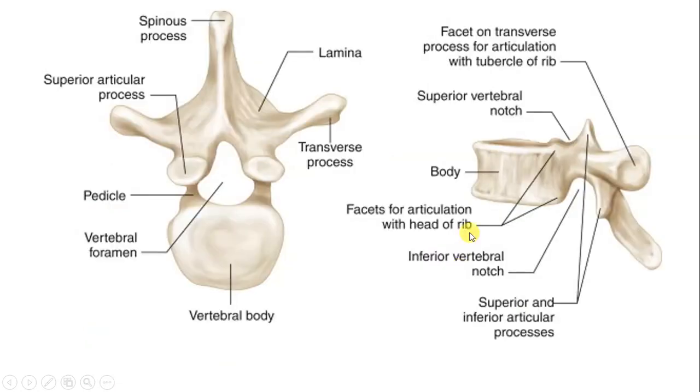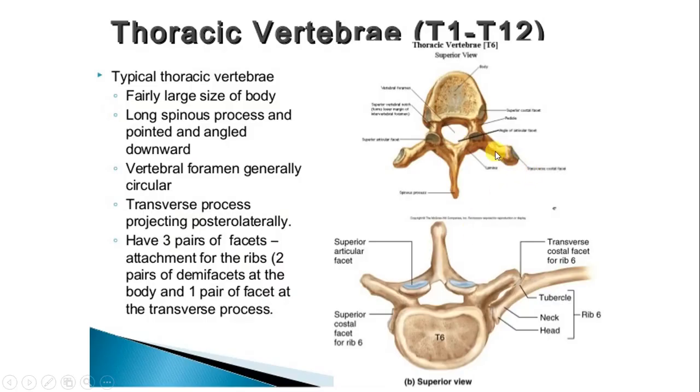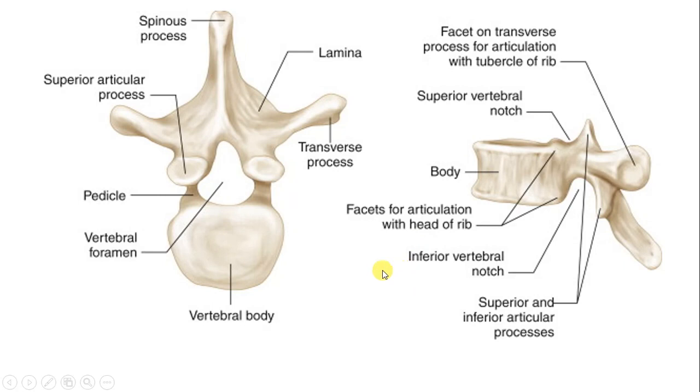The transverse processes, as we see, are projecting. This is the anterior and this is the posterior side. They project backward and laterally, posterolaterally. And there are facets for the articulation of the ribs: one or two facets on the body for the rib head, and one facet on the transverse process for the articulation with the tubercle. So 12 thoracic vertebrae are shown here a little bit.